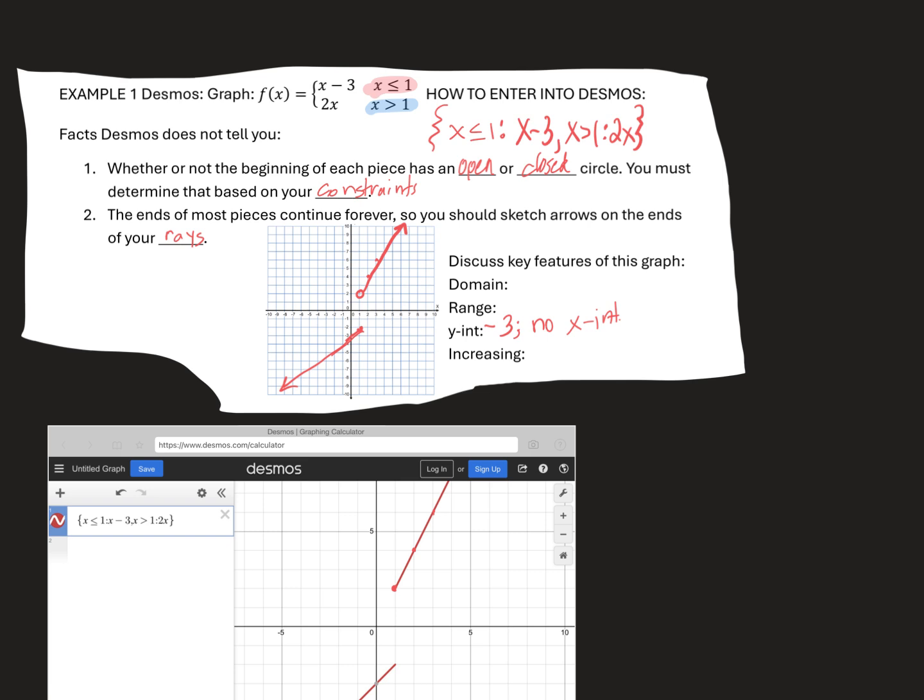Our domain is all real numbers because if you look at this graph, how far to the left is it going? It's going forever. And how far to the right? Forever. Even here, this is included here and excluded here. So we know it's going forever. So our domain is from -infinity to +infinity.